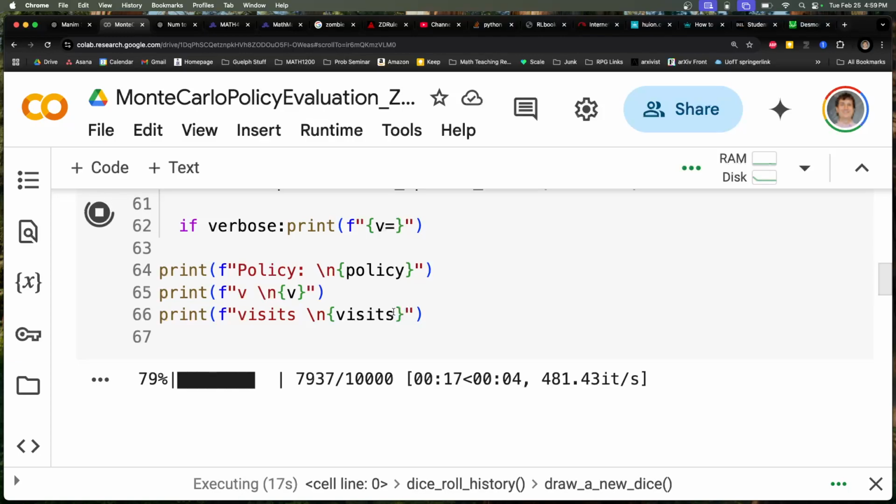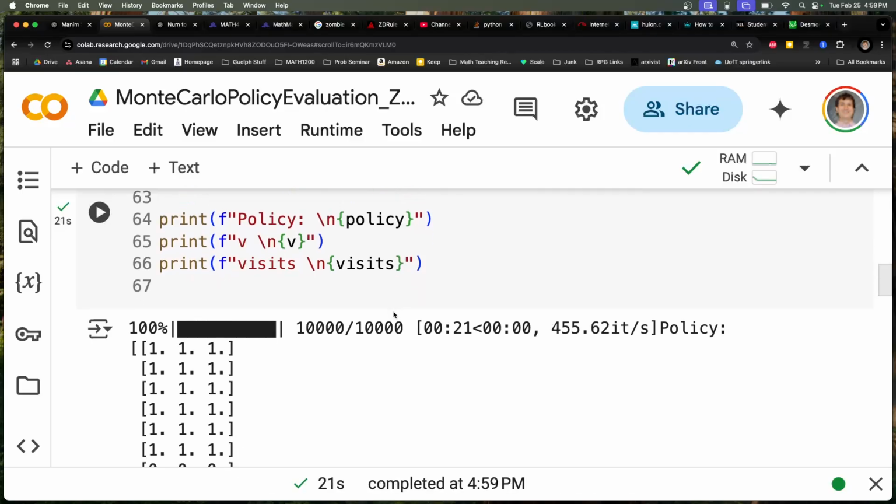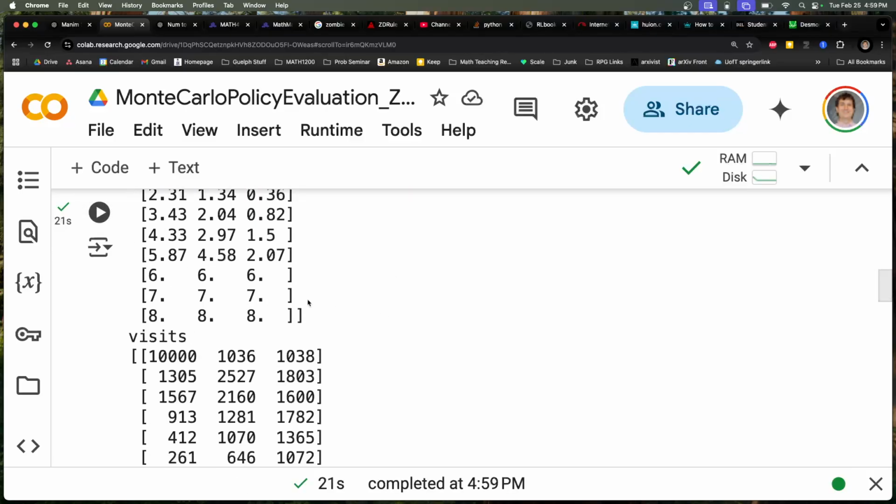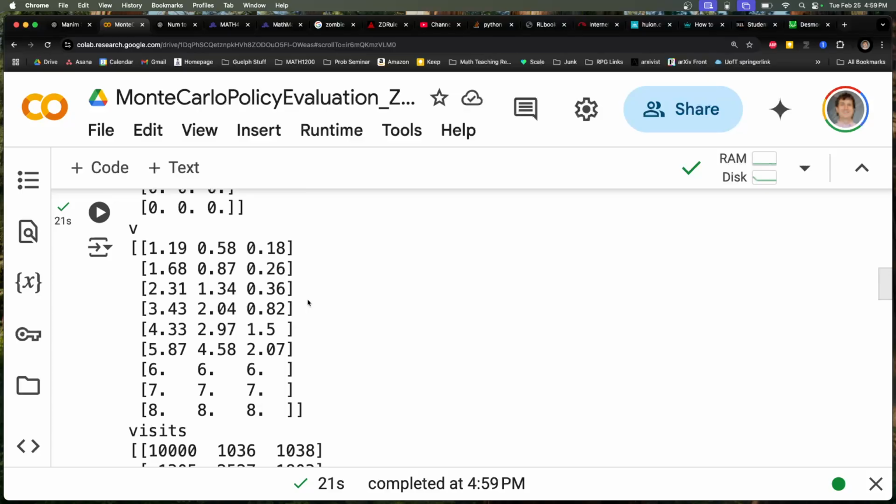Any questions or comments about how this is going so far? Okay, let's see. Is it better to roll under 5 or under 6? So here's the roll under 6 policy. This says at the starting state with 0, 0, you only get 1.19. So the old policy was better. We made the policy worse.